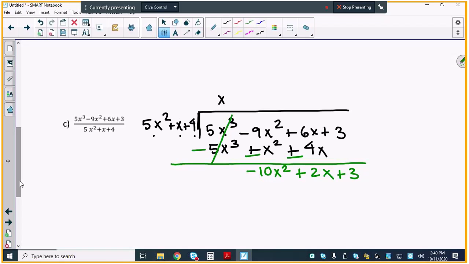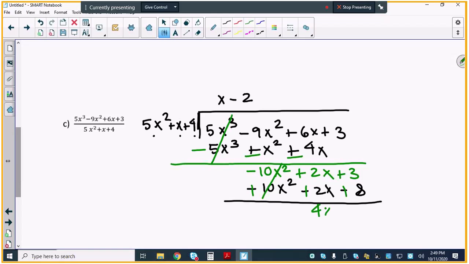And determine how much you multiply now. So now we're going to multiply negative 2, because that will multiply to 5 and give you negative 10x squared. Okay? Negative 2 times x is negative 2x. Negative 2 times 4 is negative 8. I changed the signs because I'm subtracting. So again, cancel. 2 plus 2 is 4x plus 11.